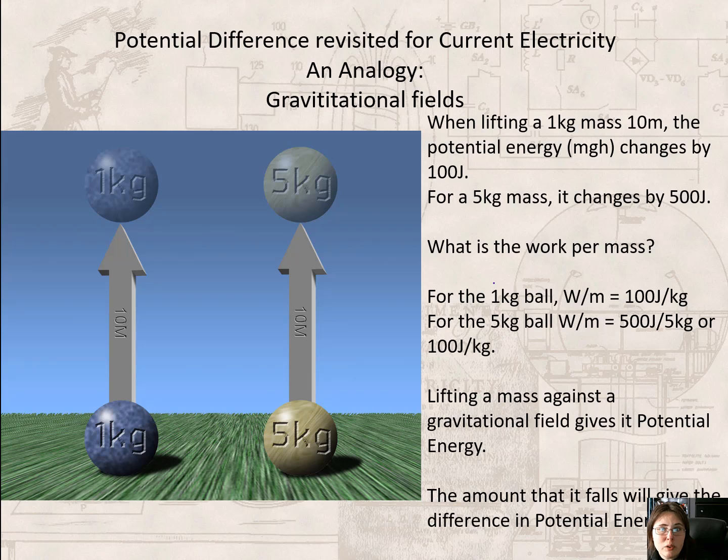Then we want to know what the work per mass is, and it's going to be the 100 joules divided by 1 kilogram. So it's 100 joules per kilogram. For the 5 kilogram ball, it's going to be 500 joules divided by 5 kilograms, or still 100 joules per kilogram. Lifting a mass against that gravitational field gives it a potential energy. The amount that it falls will give the difference in potential energy. So it had that 100 joules. When it goes down to 0, it's a change in potential energy. It changed by 100 joules.